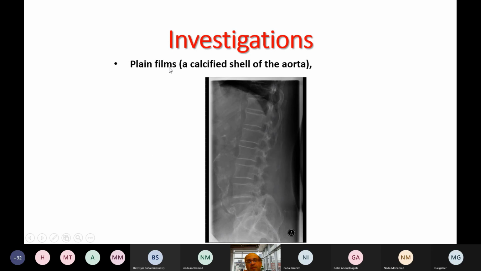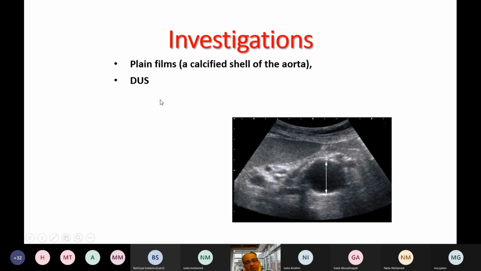Please don't say plain film at the start. I just put this X-ray to see the shell or calcification of the wall of the aneurysm. You can see this calcification. But if you say the first investigation to investigate an abdominal aneurysm is a plain X-ray, you will have a very bad mark. So at the end of your investigation, you can say, I can have a plain film that shows some calcification of the aorta. Please don't put it as the first choice of your diagnosis.